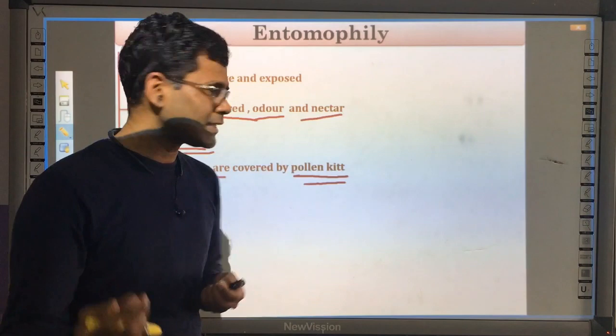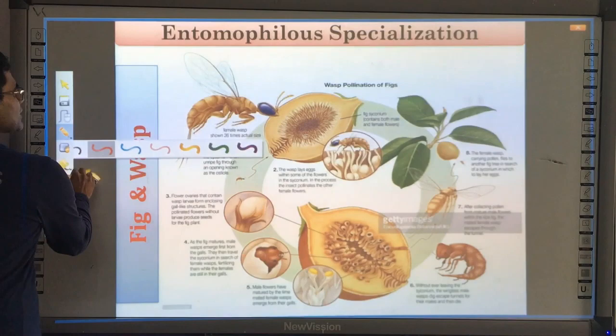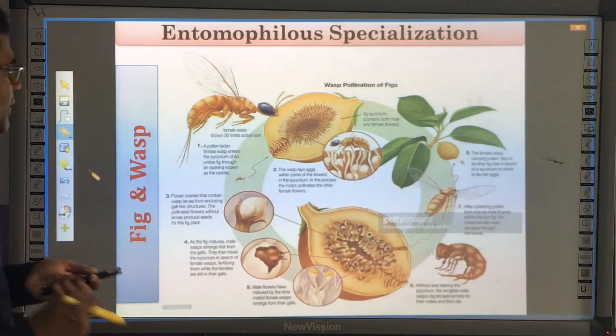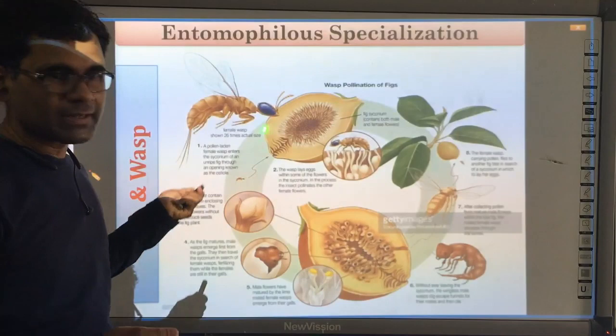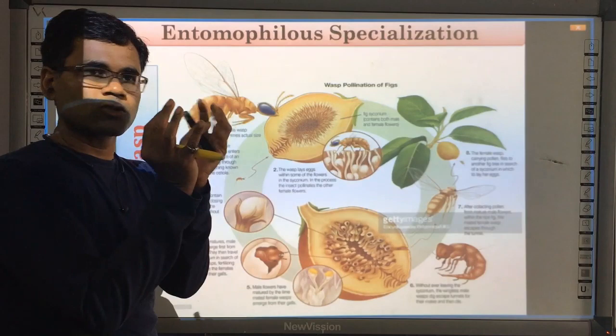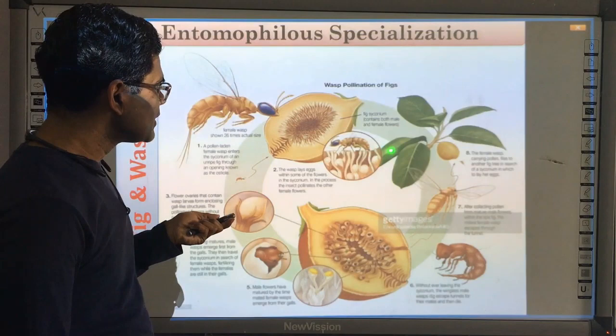Yes, the first very important example of entomophilous specialization is the relation between fig and wasp. Okay, fig flower, as you can see here, this is the fig flower. The fig flower has a hypanthodium type of inflorescence, that is, it is completely closed. So as a result, the wasp enters inside the flower and it is a safe place for the wasp to lay.